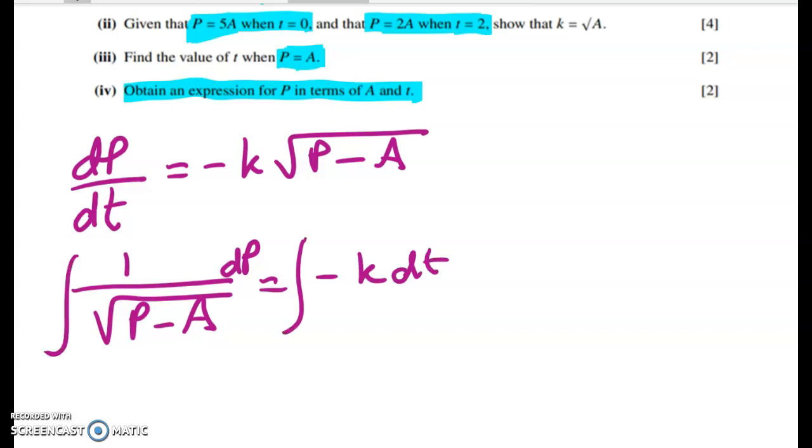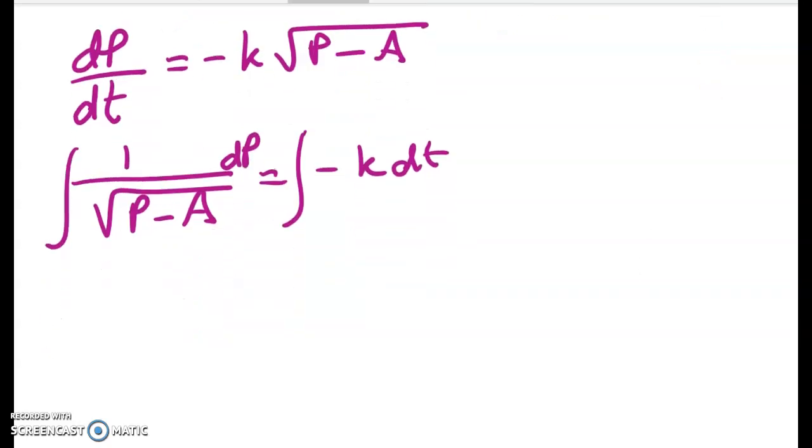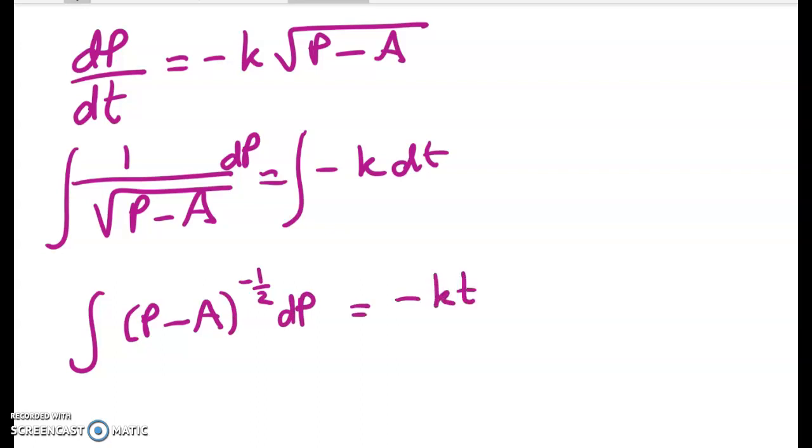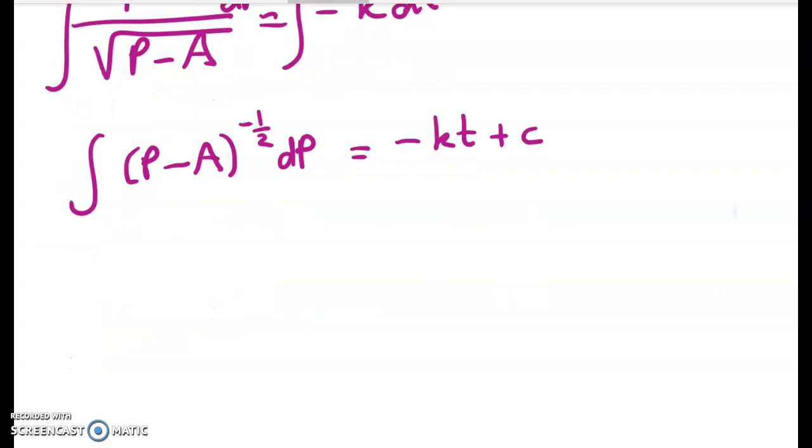And we're going to integrate both sides. I'm going to rewrite the left-hand side here with a negative fractional power so that I can see what to do. And on this side I'm going to get negative kt plus c. So that's our usual setup for the right-hand side.